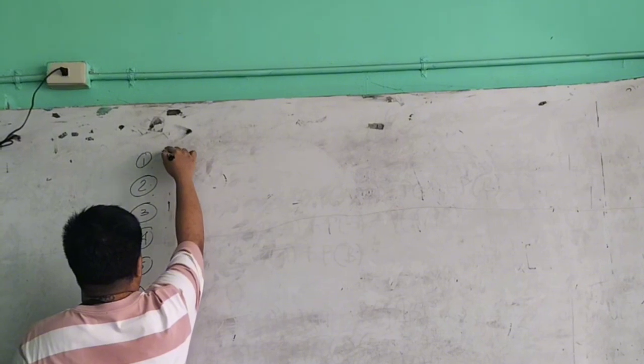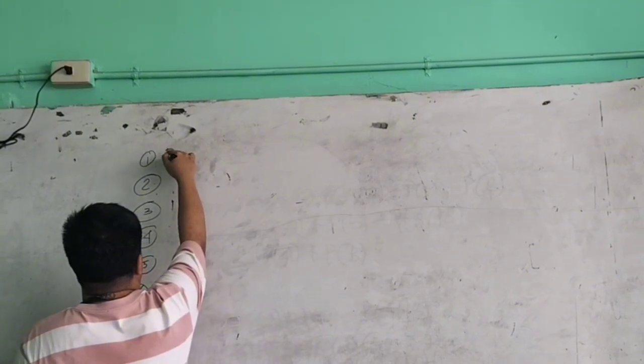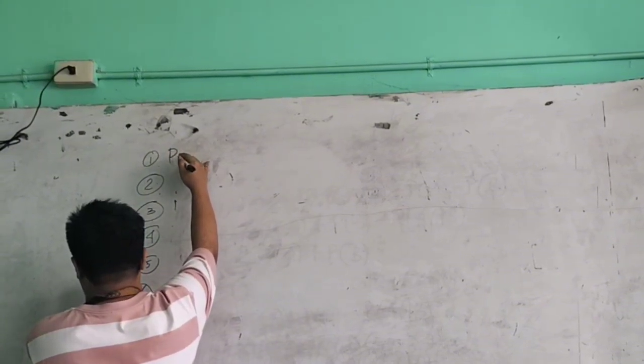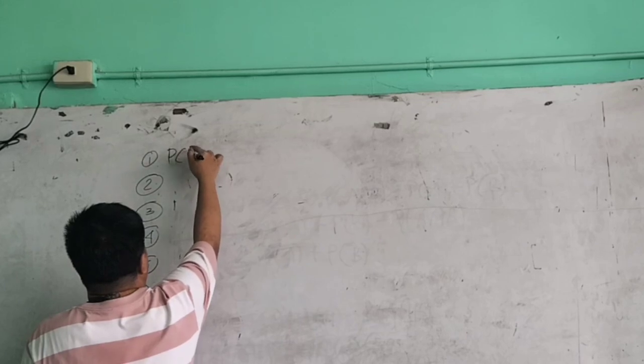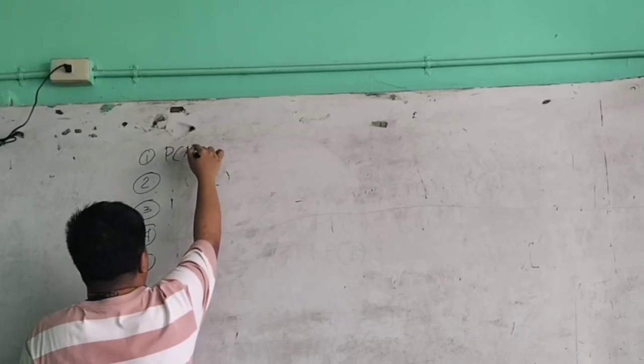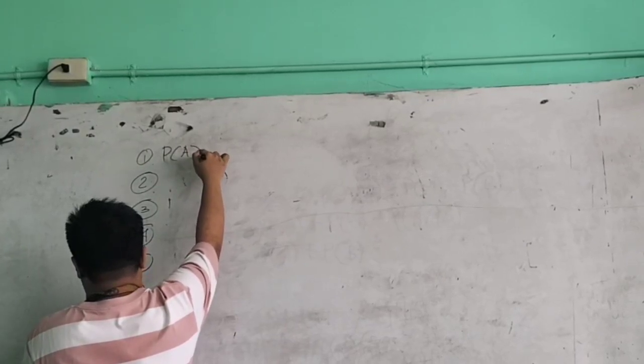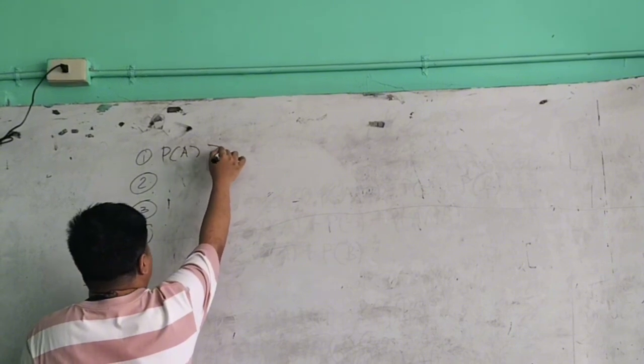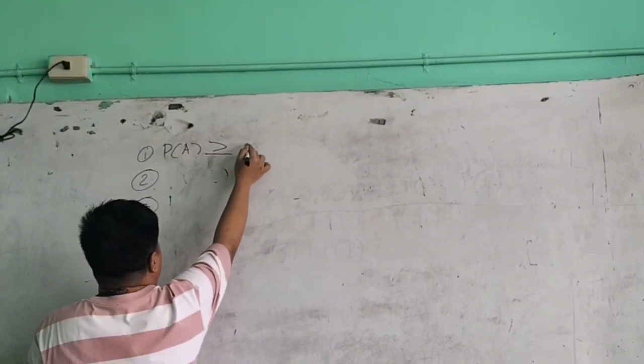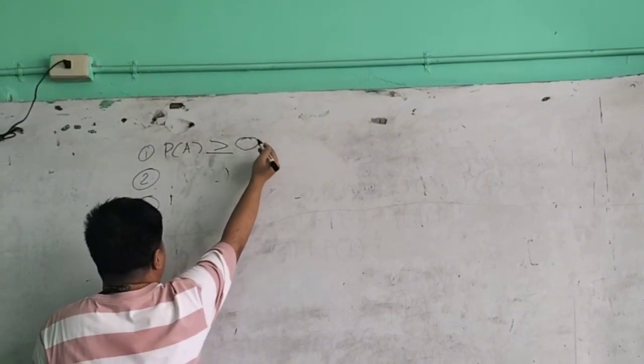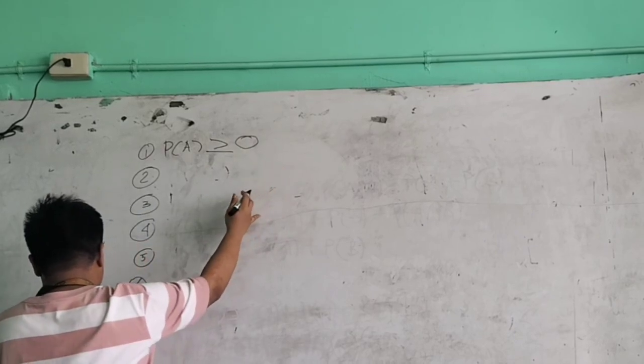The first one is the probability of A is greater than or equal to 0. The probability of any event A is always non-negative. This reflects the idea that an event cannot occur with a negative chance. Probabilities range from 0 to 1, and any valid probability must be 0 or greater.